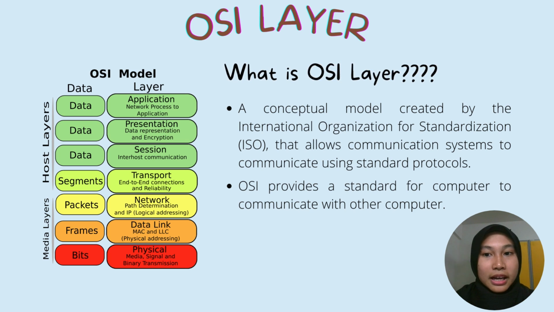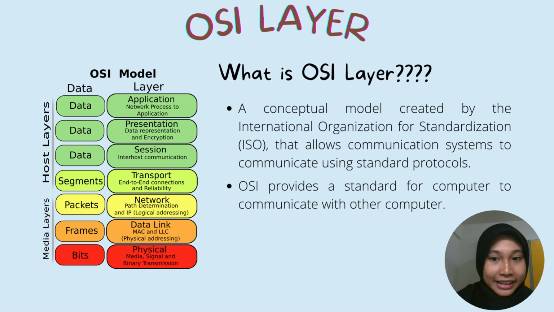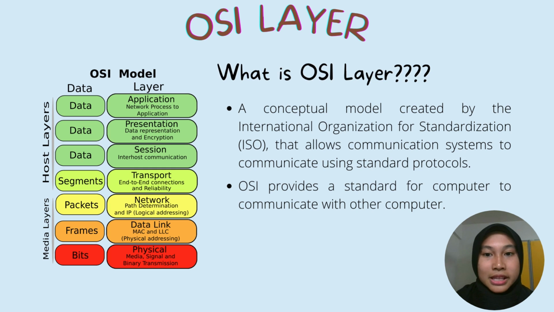The OSI model has 7 layers. First, physical, data link, network, transport, session, presentation, and application.